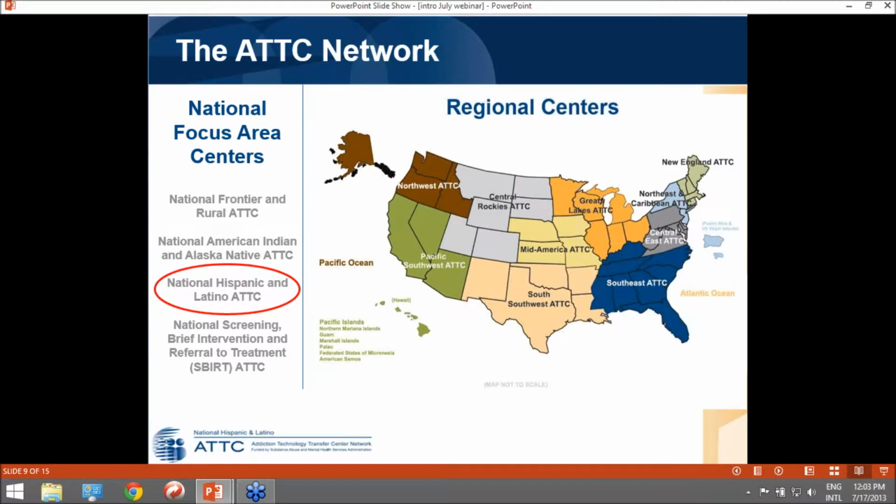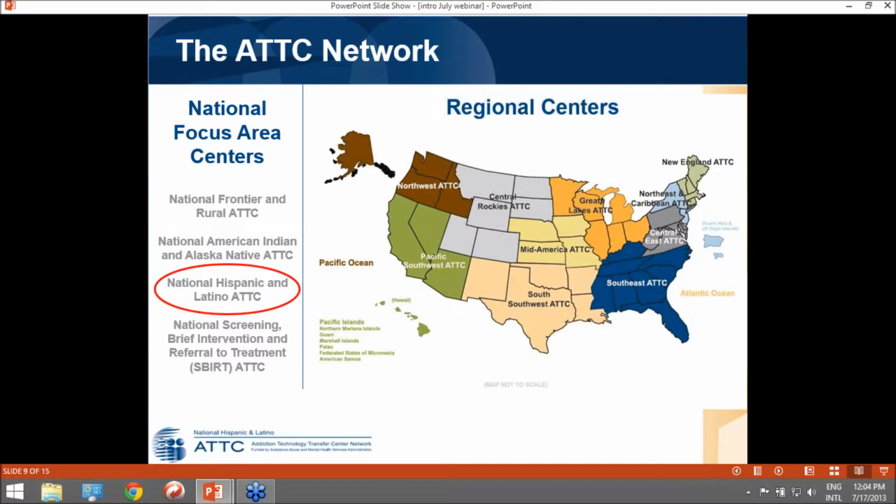Today's webinar is sponsored by the National Hispanic and Latino ATTC. As of October 1st of 2012, the network has been restructured and now consists of 10 regional ATTCs, 4 national focus area ATTCs, along with the network coordinating office. As you can see by this map, the ATTC network regions were realigned to better fit the current regions of the HHS. And the 4 national focus area ATTCs are listed on the left. Today's webinar is the 4th in a series that the National Hispanic and Latino is offering.